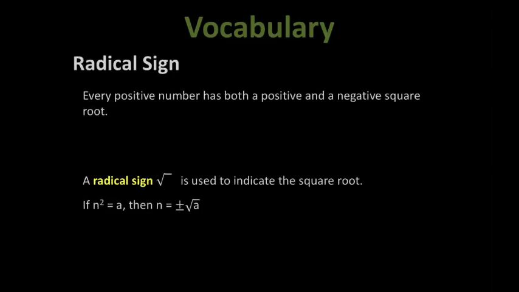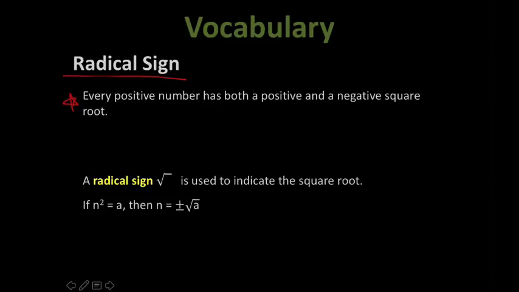All right, next vocabulary word is radical sign. Now, don't pause quite yet. There's a little bit of room here because we're going to add some extra information. So just copy this first part. Every positive number has both a positive and a negative square root.